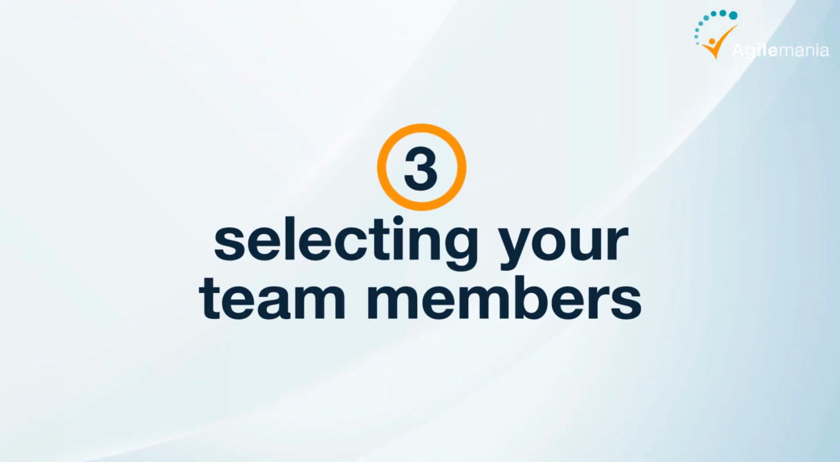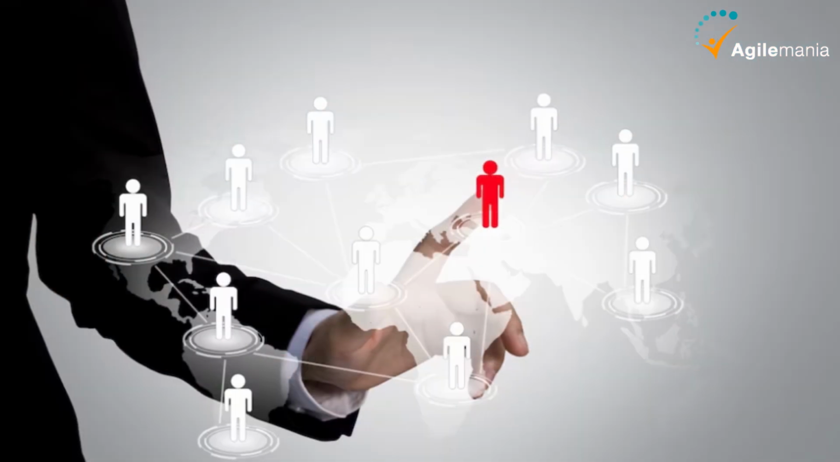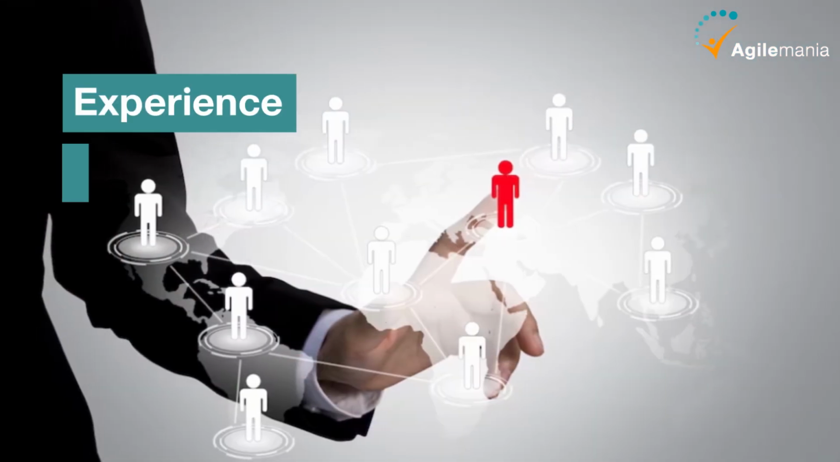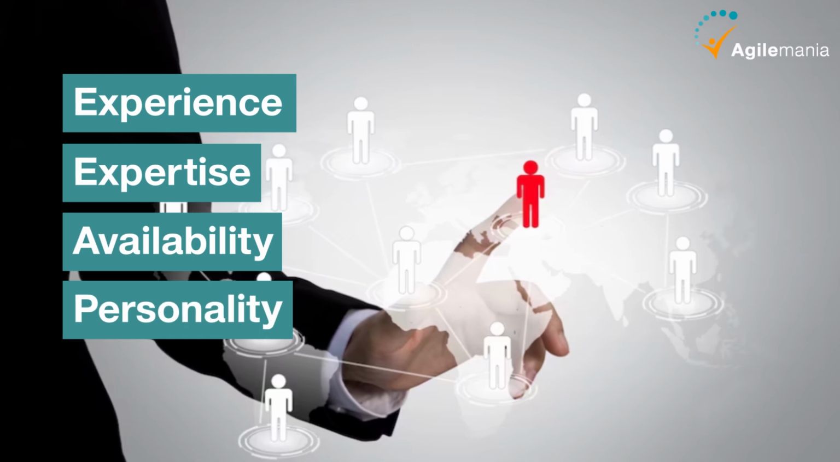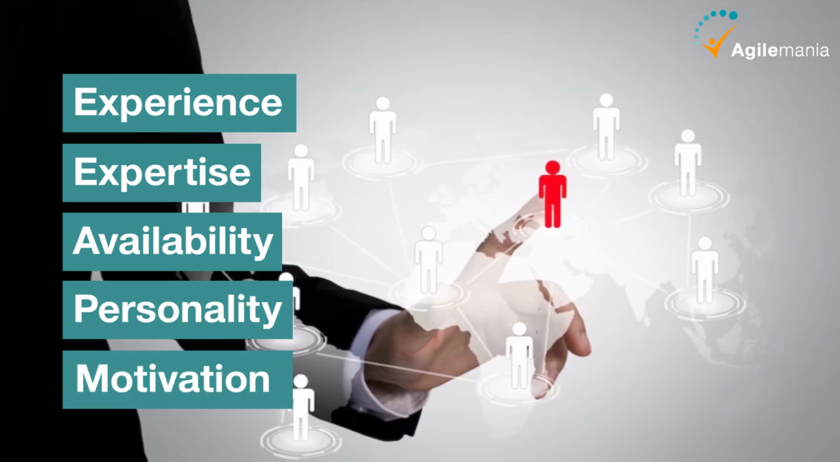The next step is selecting your team members. Once you know what skills and roles you need, you can start looking for potential team members. You can use various criteria such as experience, expertise, availability, personality, or motivation to select your team members. You should aim for a team size of 3 to 9 people, as this is the optimal range for effective communication and collaboration.